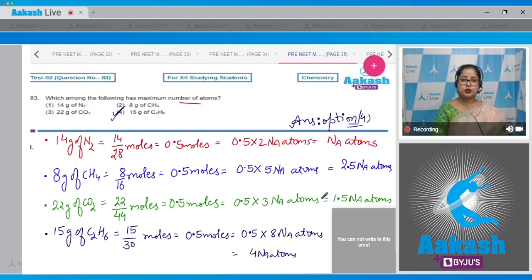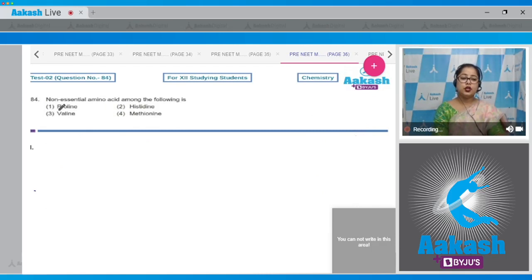Moving to next question, students, which is question number 84. Let's read the question, students. Non-essential amino acid among the following is. Student, first of all, for this question, we have to understand the difference between essential and non-essential amino acids. So, those amino acids which are synthesized in the body are known as non-essential amino acids, and those which are not synthesized in the body and must be obtained from the diet are known as essential amino acids.